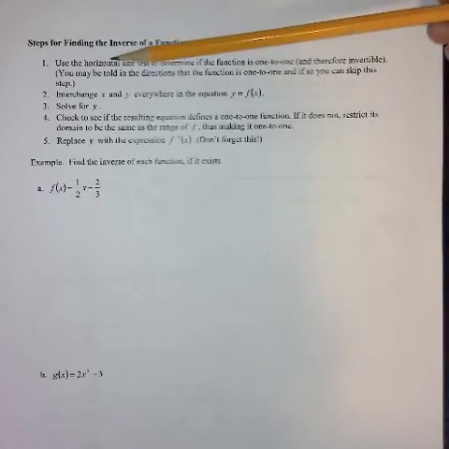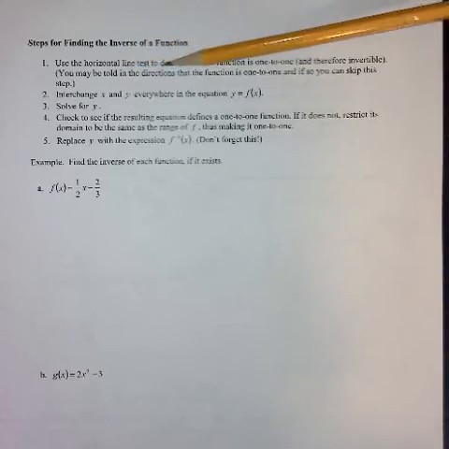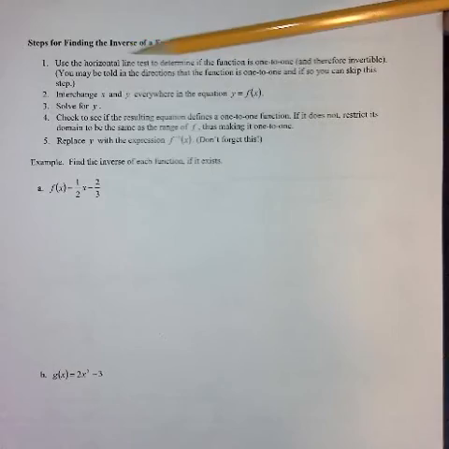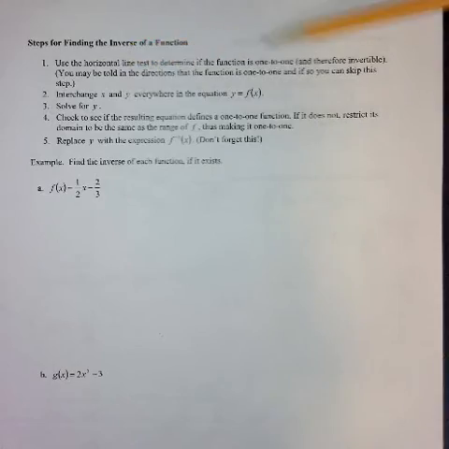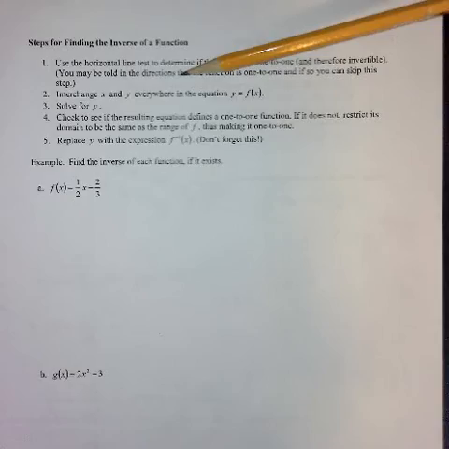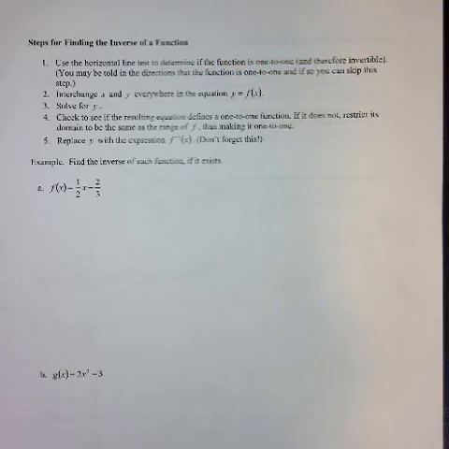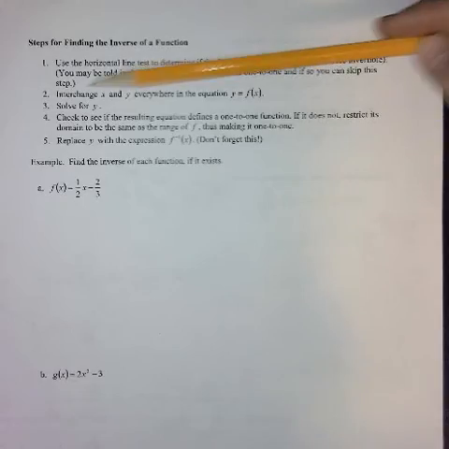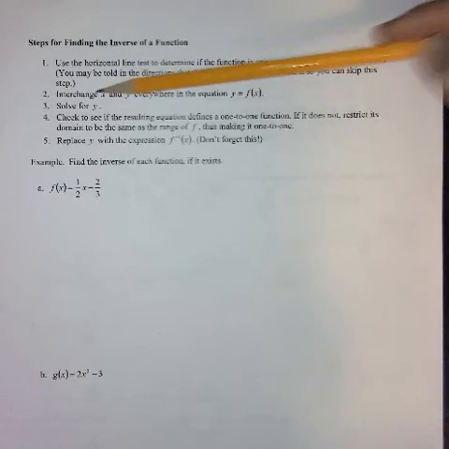So if we have a function where we don't really know what the graph looks like, I'm just going to tell you that it's one-to-one. So pay attention to the directions, and if it says it's one-to-one, you can skip that part, okay? Save yourself some effort.